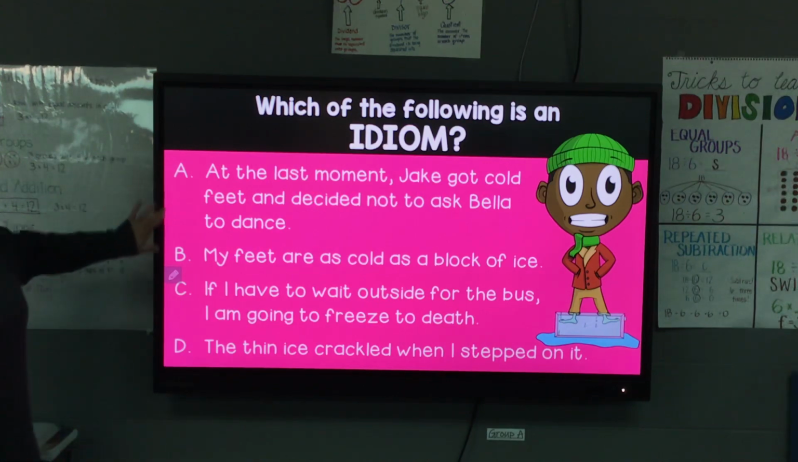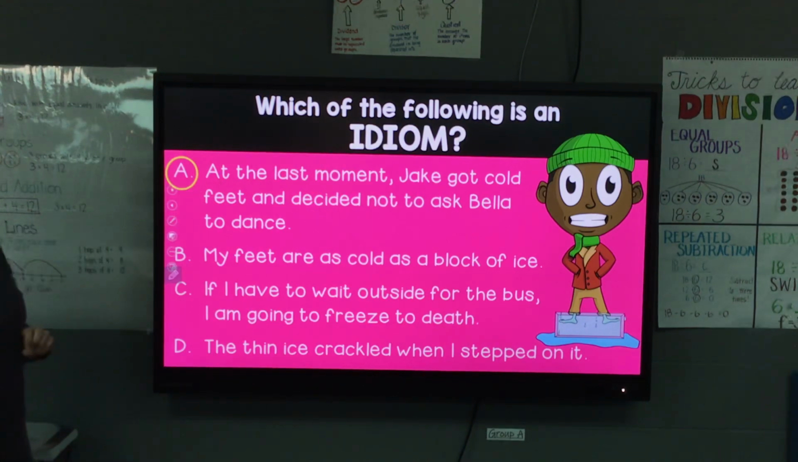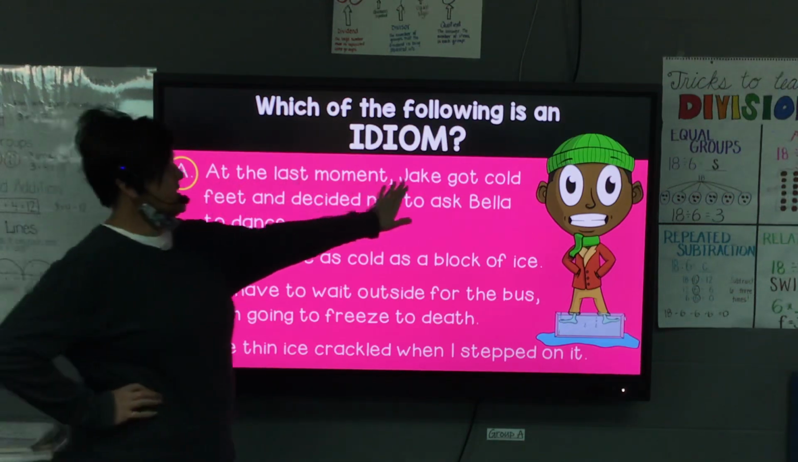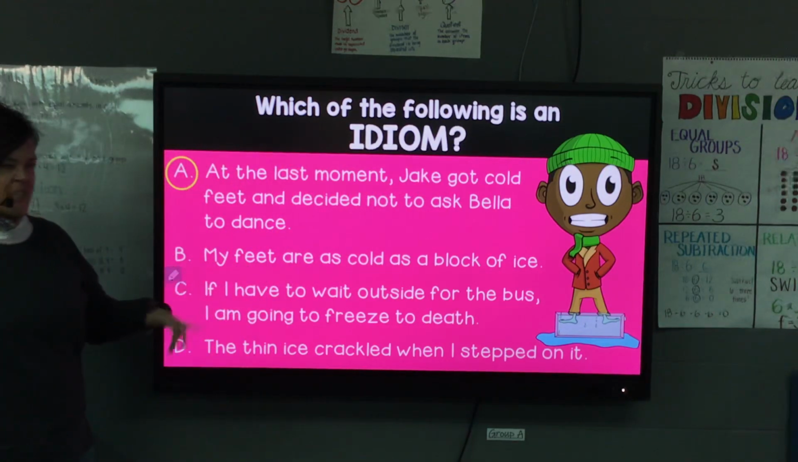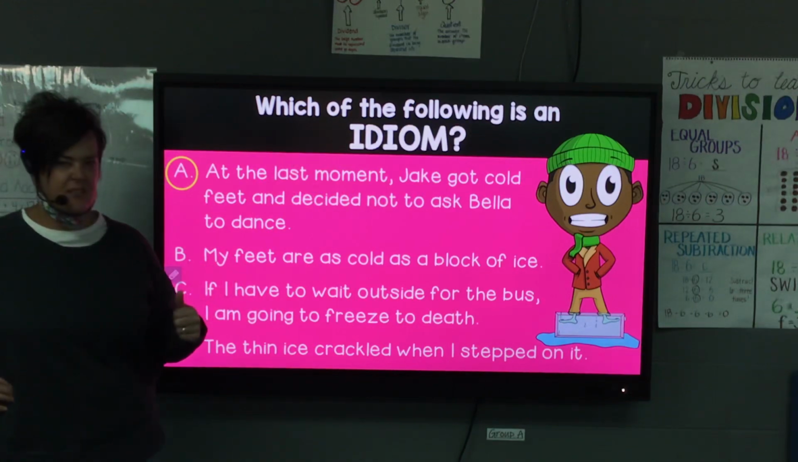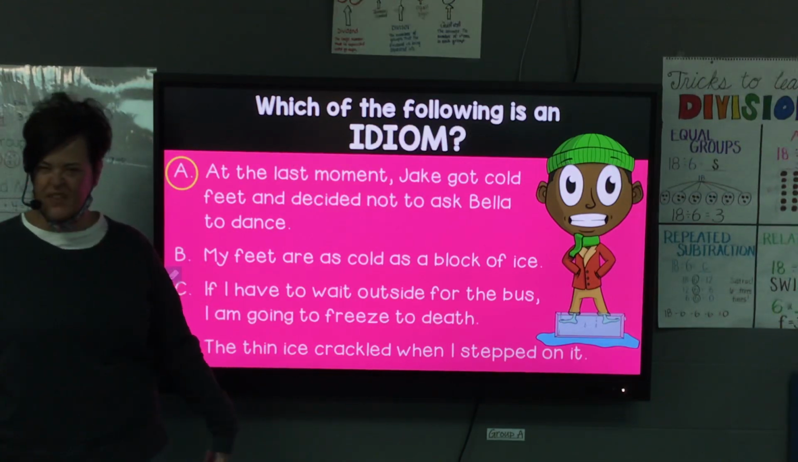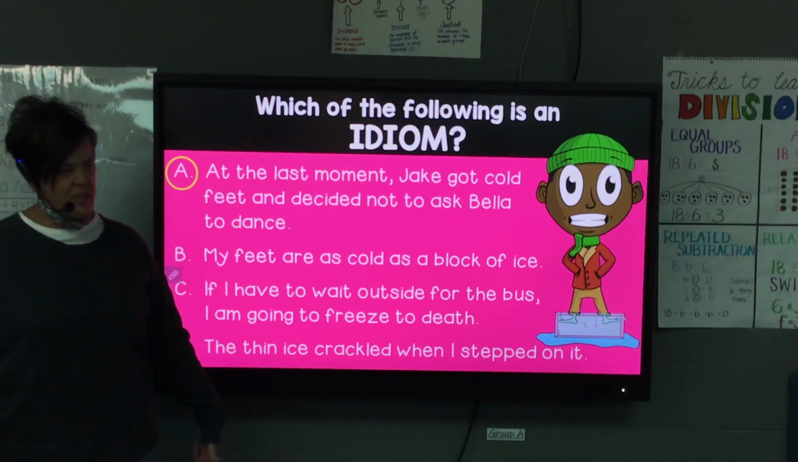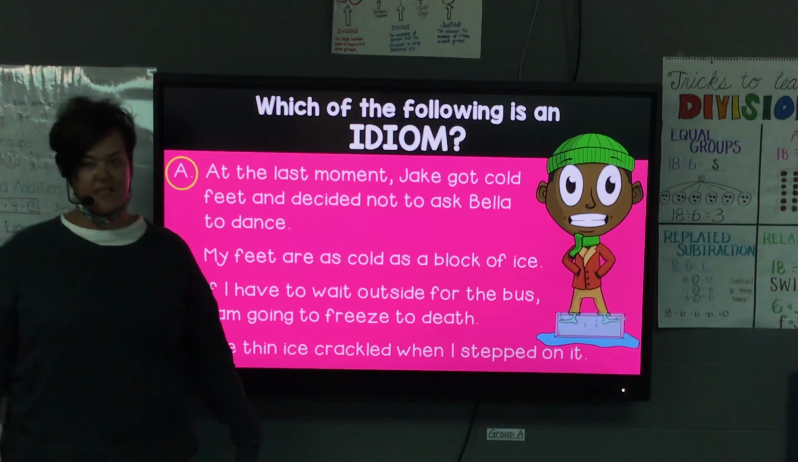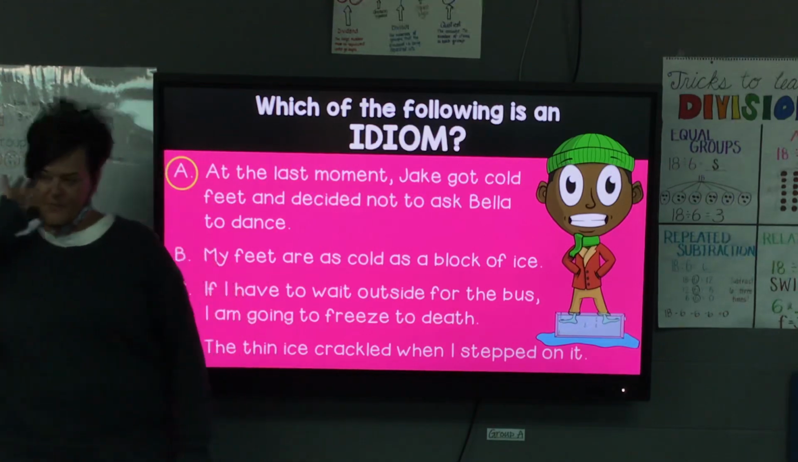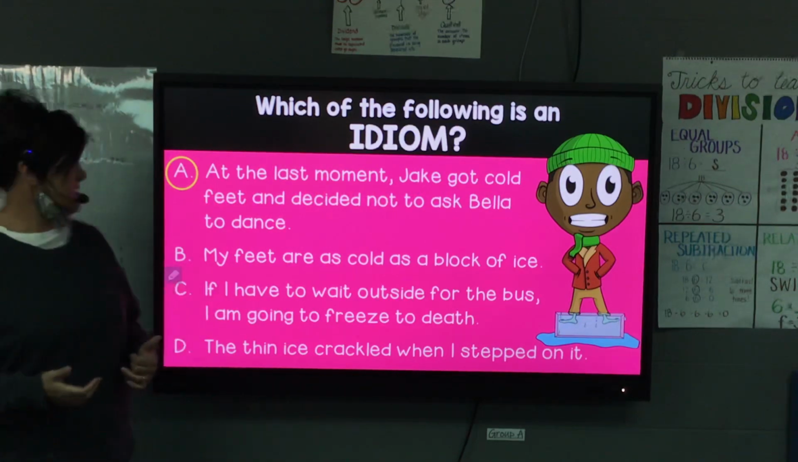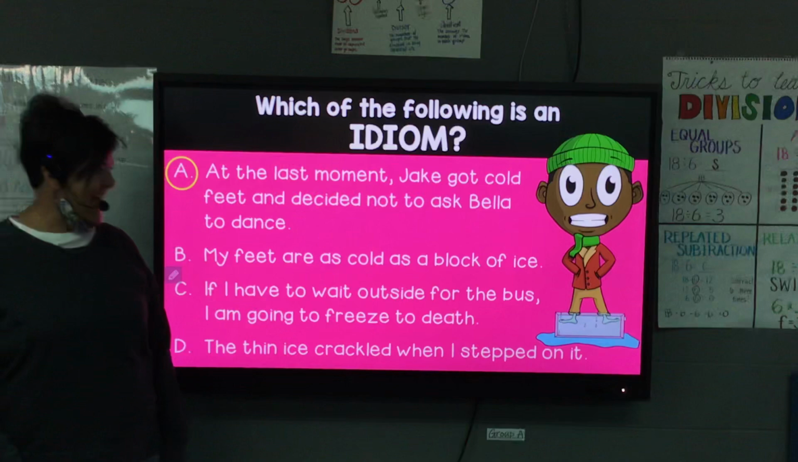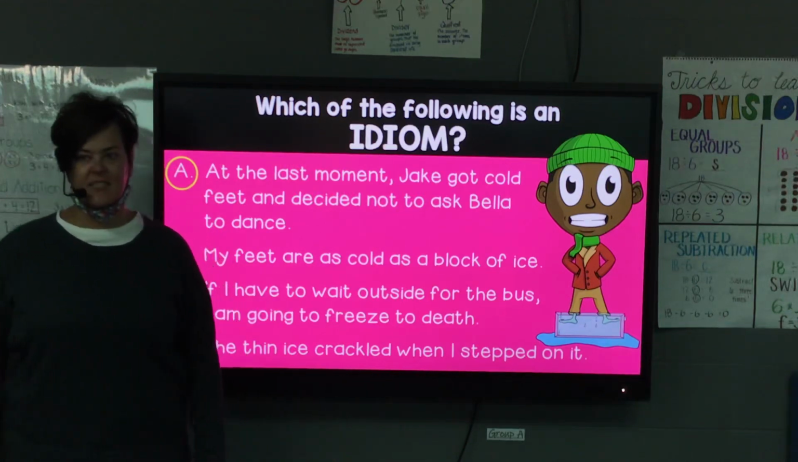Okay, let's see which one. A is the idiom because Jake got cold feet when he decided not to ask Bella to dance. Would he really get cold feet? Do you know what that means, if you get cold feet? You get nervous. You don't want to do that. Okay?